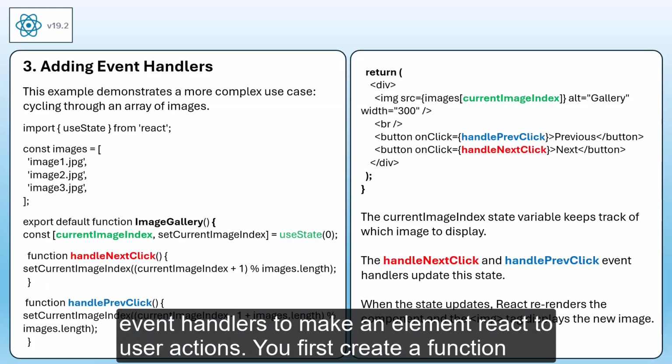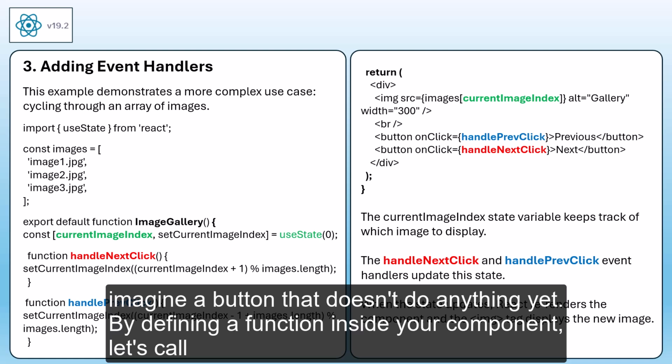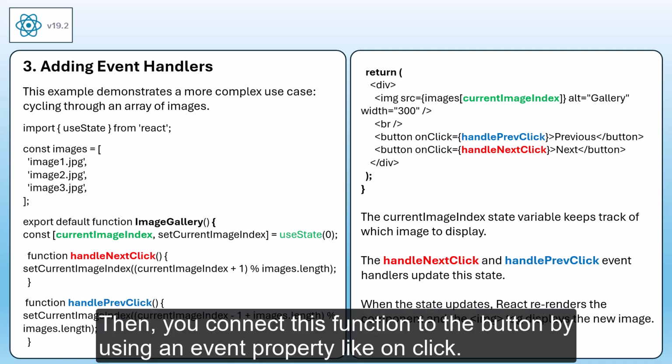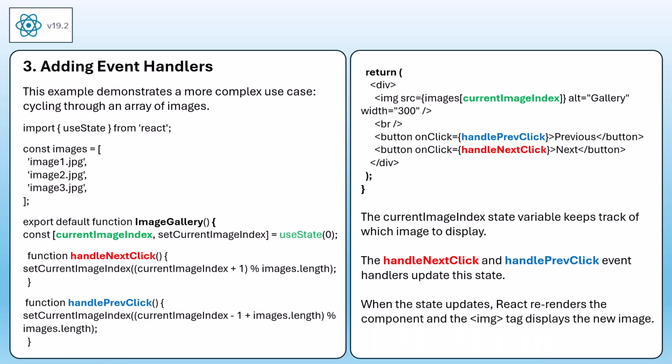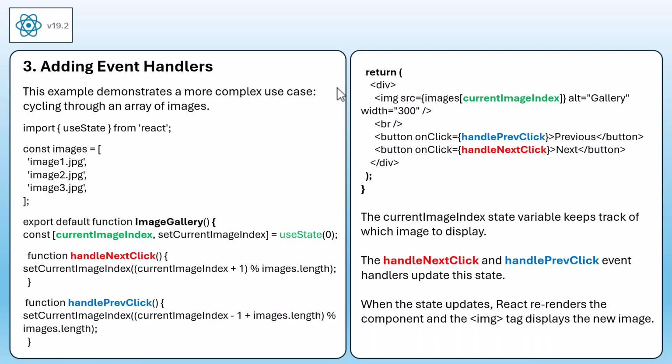3. Adding event handlers. To make an element react to user actions, you first create a function that describes what should happen, and then connect that function to the element. For example, imagine a button that doesn't do anything yet. By defining a function inside your component, let's call it handleClick, you can decide what happens when the button is pressed, such as showing a message. Then, you connect this function to the button by using an event property like onClick. From this point on, React knows that when the user clicks the button, that function should run.